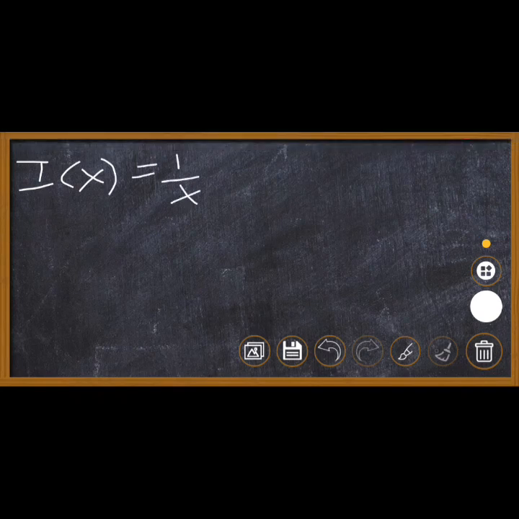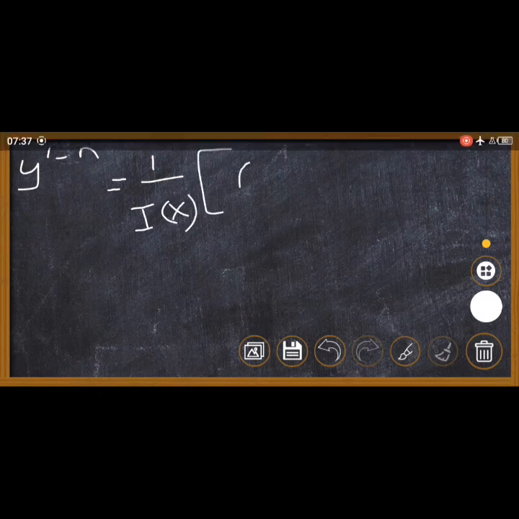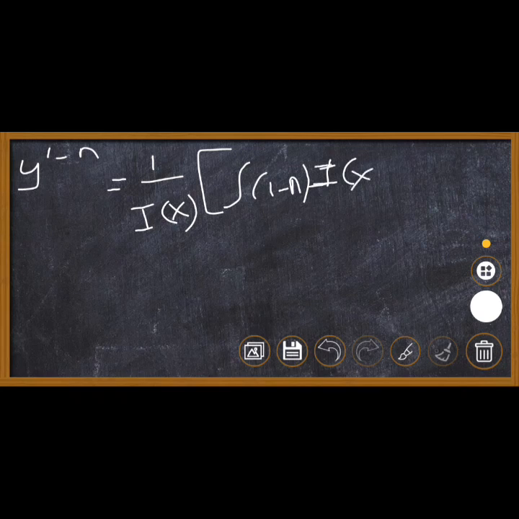So that's our integrating factor value. So let's now replace in the general equation. We know that the general equation is y to the power 1 minus n equals 1 over the integrating factor, then the integral of (1 minus n), the integrating factor I, multiplied by q of x, dx, plus the constant value c.